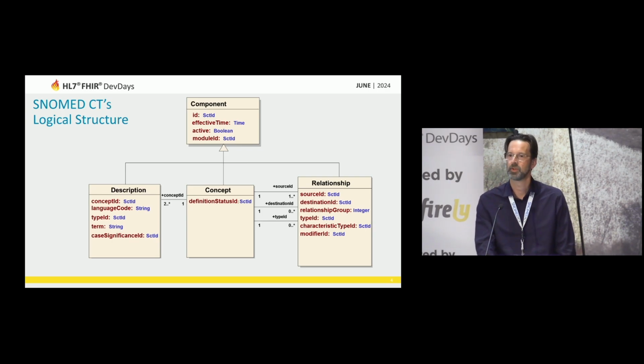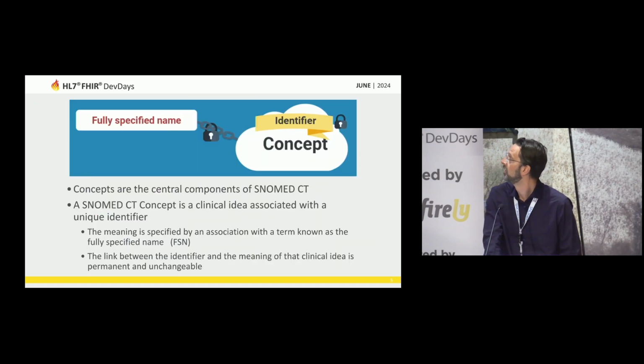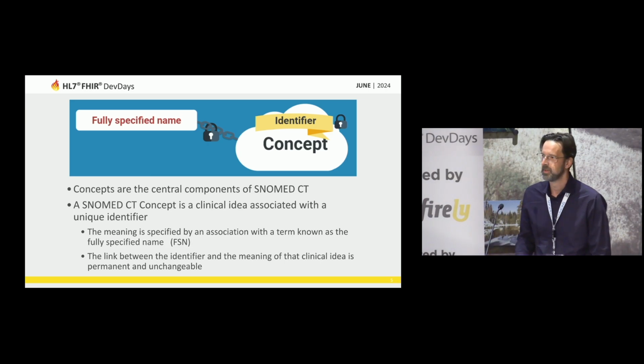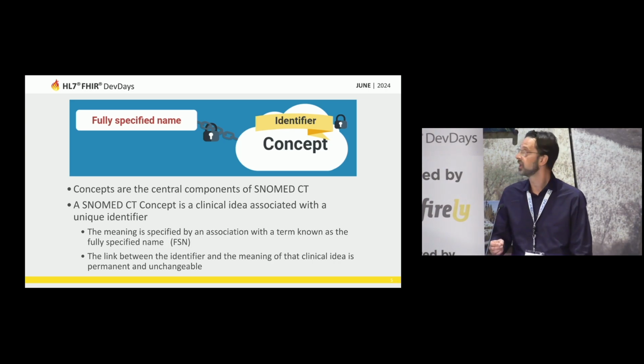So let's look at each of those in turn, starting with the concept. Concepts have unique identifiers, numeric, up to 18 digits in length, and a concept is bound to a fully specified name, or FSN. The meaning of the concept is taken primarily from the FSN, even more so than the attributes. Attributes can change over time, but a fully specified name generally will not.